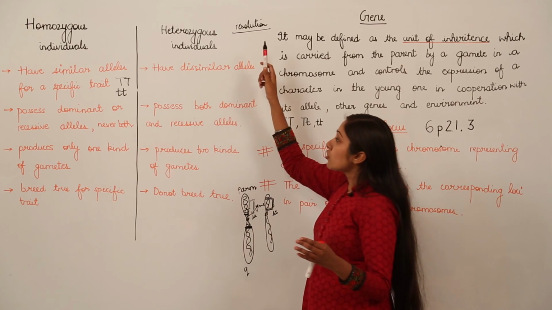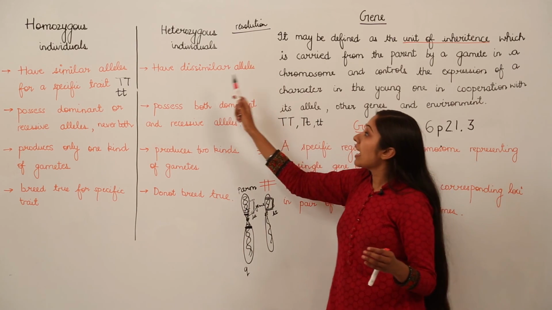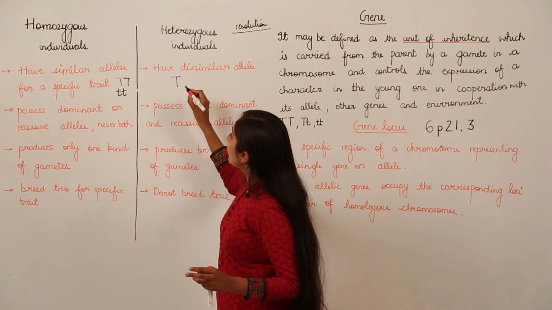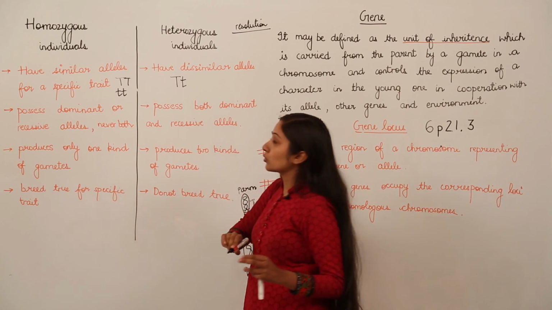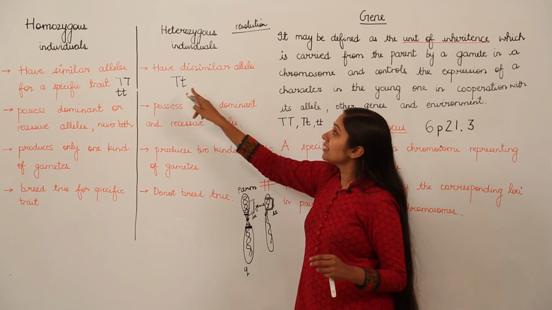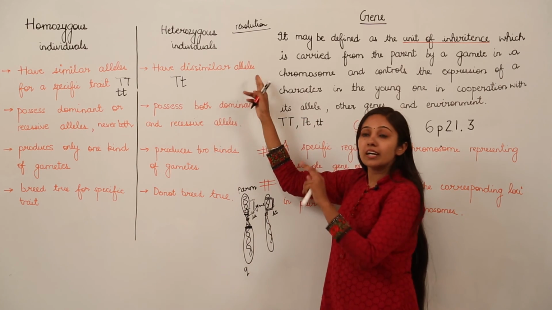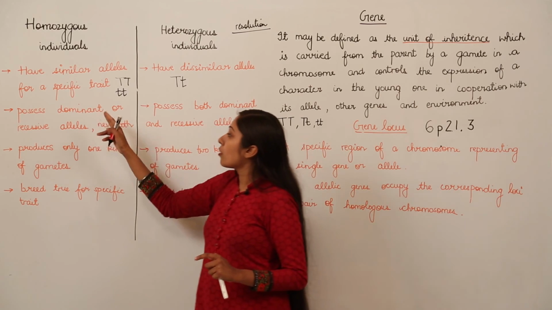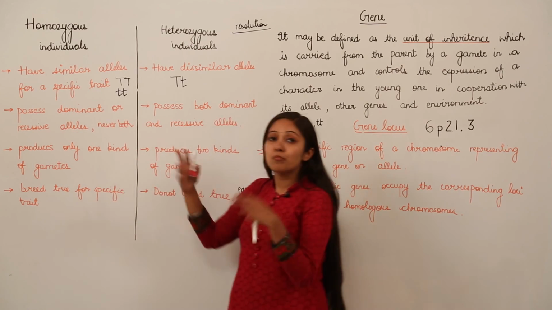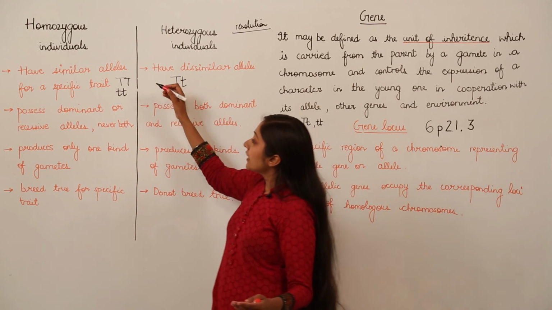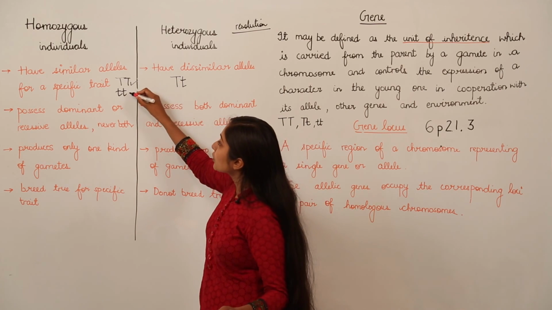trait. But if we talk about heterozygous individuals, they have dissimilar alleles, meaning they have one dominant and one recessive. So, this is how you write for heterozygous individuals because they have dissimilar alleles. Homozygous individuals possess dominant or recessive alleles, never both. This is justified by looking at this. You can say that they are going to possess either dominant or recessive.